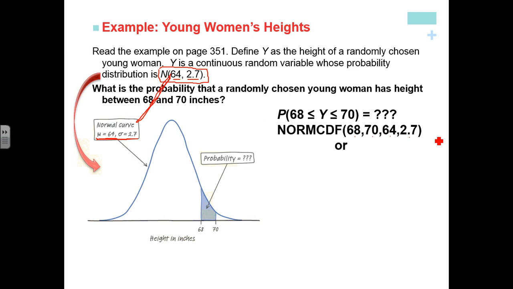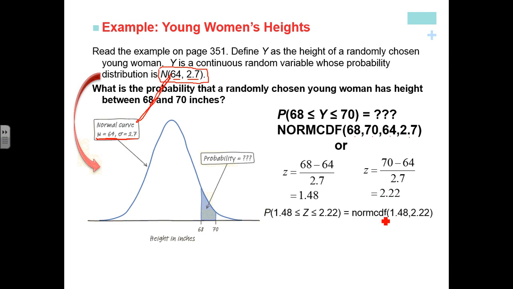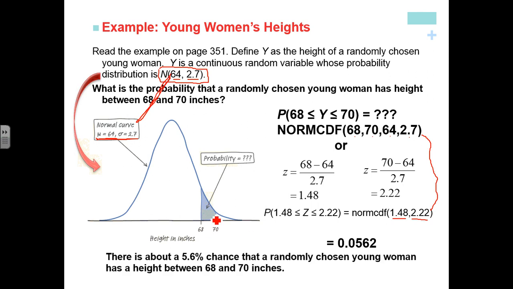Very easy. A lot of times on multiple choice and such, you will see them first changing these to z-scores. 68, the lower value, minus the mean over the standard deviation, gives you a z-score of 1.48. 70, the higher value, minus the mean over the standard deviation, gives you a z-score of 2.2. And if you use normalcdf with z-scores, you don't have to put in the mean and standard deviation. You just put in the low z-score and the high z-score. Either way you do this problem, both of these are going to give you the same answer, which is 0.052. That's the area under that curve in that shaded region, and it's the probability.